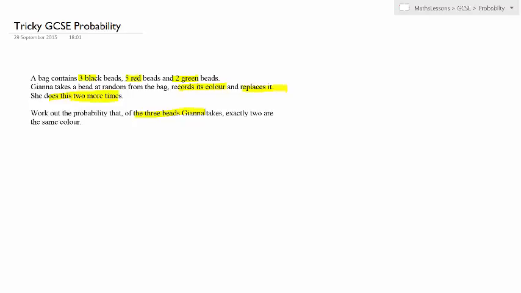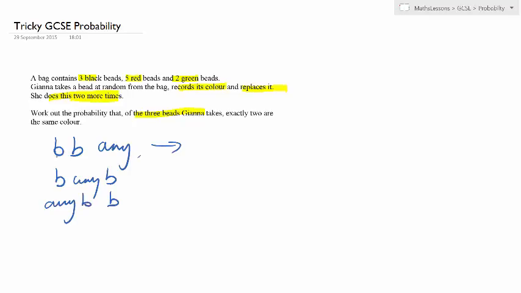So we're going to look at that, and we're going to try and write out all the different options that allow us to do that. So first of all, we're going to look at the 2 being the same colour being black beads. So we can have black and black, and then we can have any other colour. Or we could have black, any, black, or we can have any, black, black.